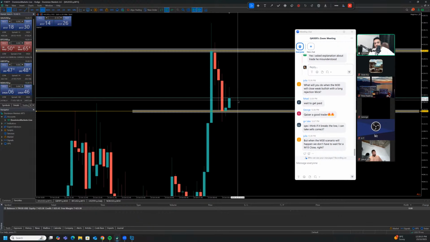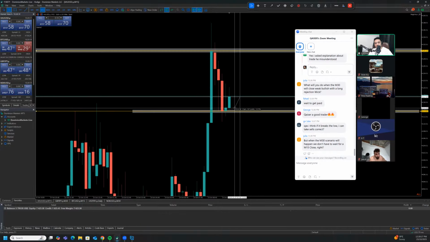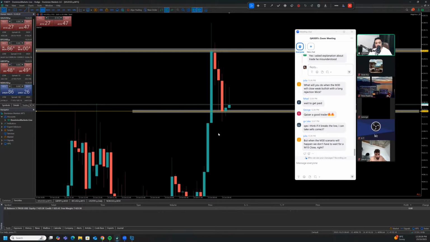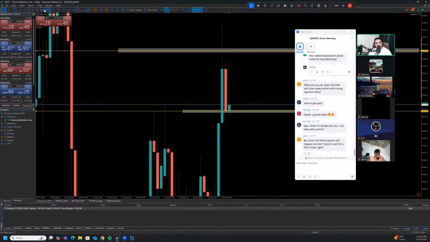One entry will be somewhere here. Second entry would be somewhere here. And stop loss will be below this area for buys. For sells, only if this breaks the low for the continuation. Just waiting right now.